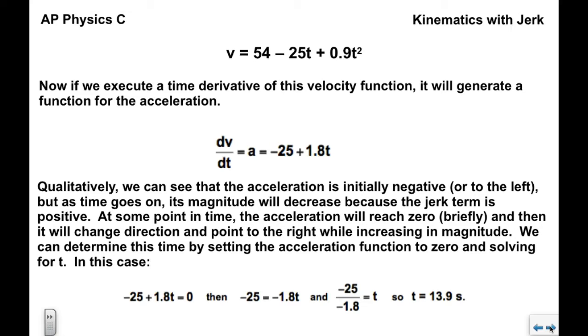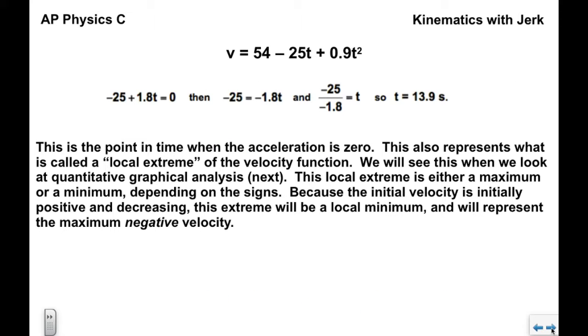Now, qualitatively, we can see that the acceleration is initially negative, or to the left. As time goes on, its magnitude will decrease because the jerk term is positive. At some point, the acceleration will reach 0, and then it will change direction and point to the right, while increasing in magnitude. We can determine when this happens easily enough by setting the acceleration function to 0 and solving for t. So negative 25 plus 1.8 t equals 0. We solve for t, and we find that the acceleration equals 0 at 13.9 seconds.